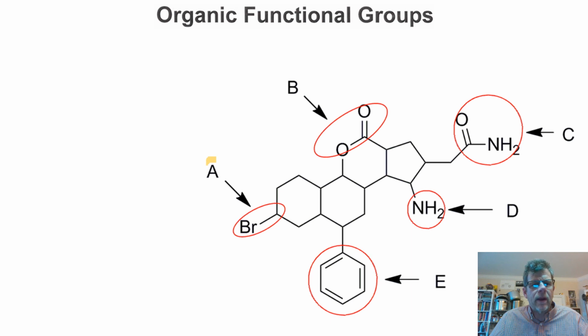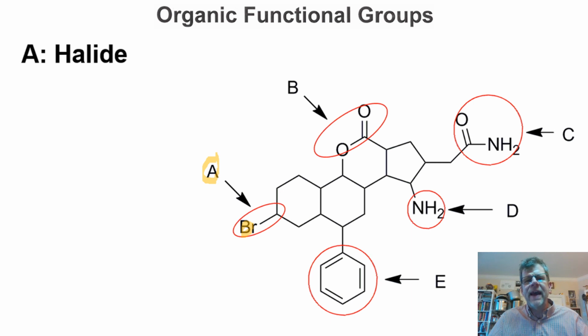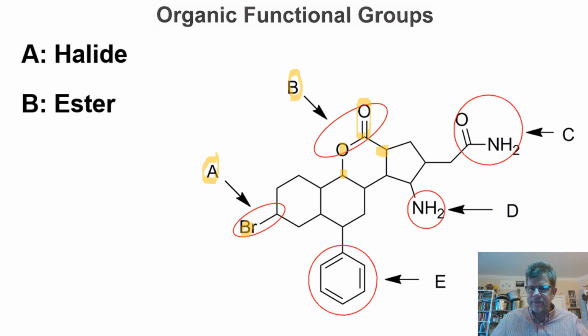Let's keep going. Structure A, what do we have here? Oh, bromine, that's one of our halogens. So this must be a halide. What about structure B? Well, let's see. I always start at the carbonyl, C double bond O, flanked on one side by a hydrocarbon-carbon, and on the other side by an oxygen, which is in itself attached to another hydrocarbon-carbon. That is diagnostic structure for an ester.